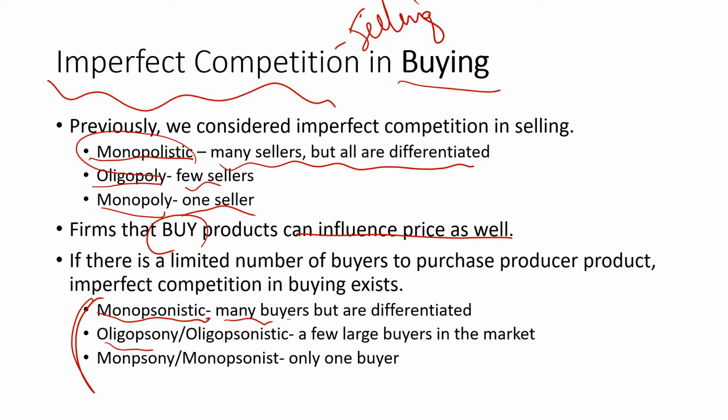Then we have oligopsony or oligopsonistic, where there are few large buyers in the market. And then we have monopsony or monopsonistic or monopsonist, where there's only one buyer.